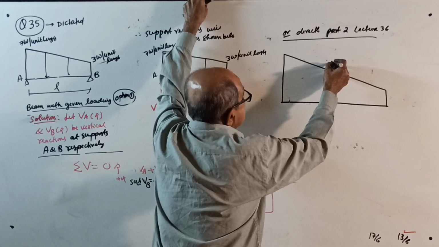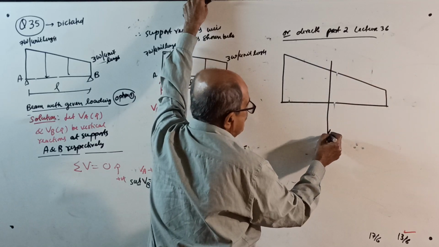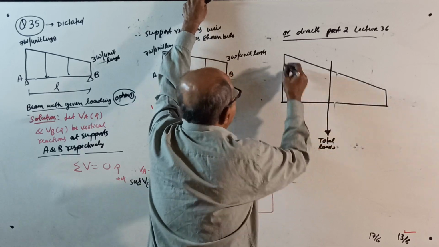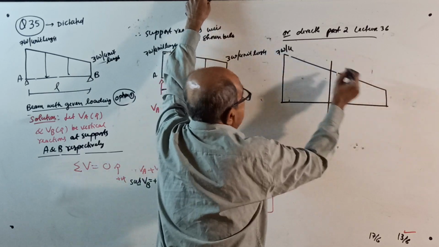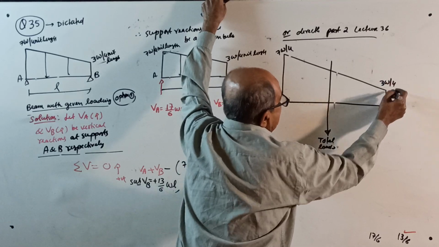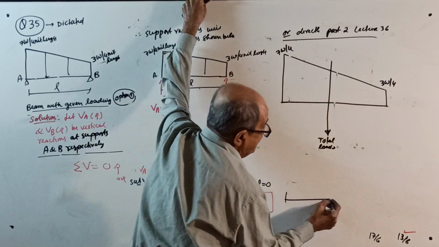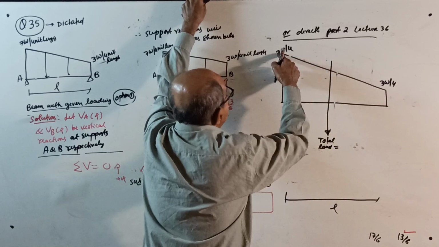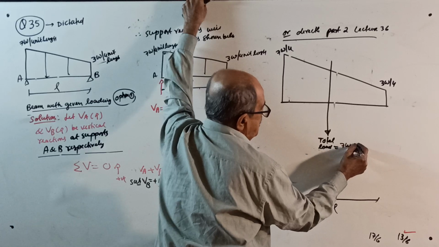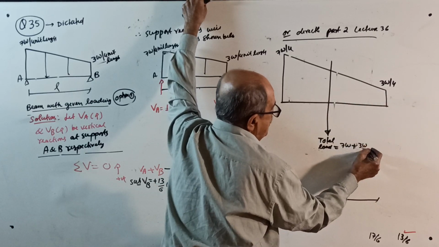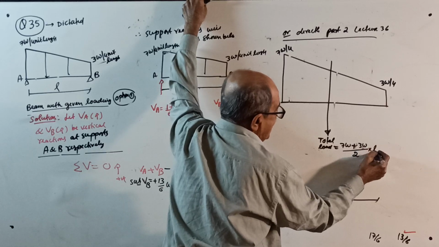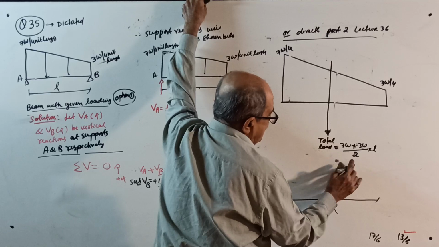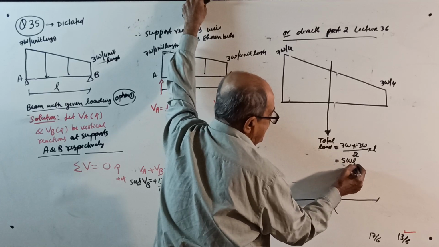One thing, you first find the total load. Total load, this is 7W per unit length, 3W per unit length. Length I will mark here, length L. Total load equal to how much? 7W plus 3W divided by 2 into L, or it will be 5WL is the total load.